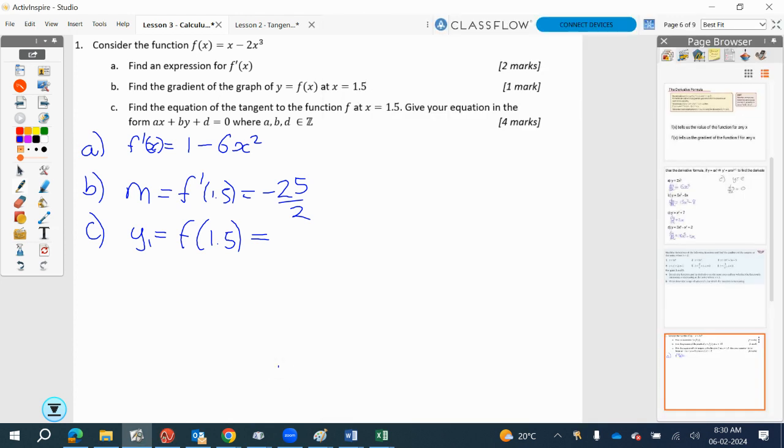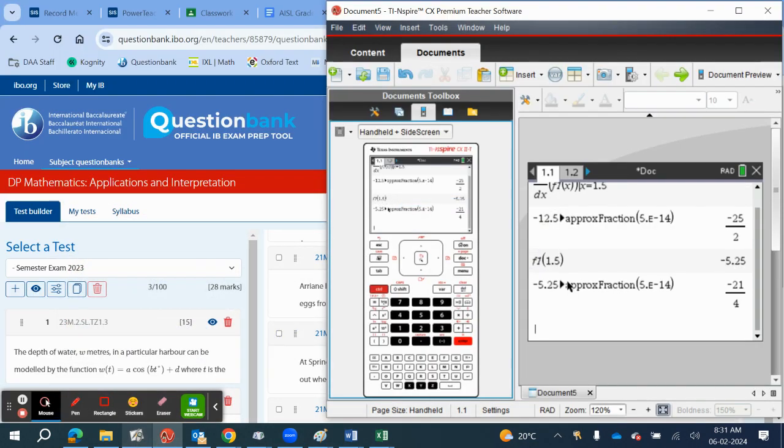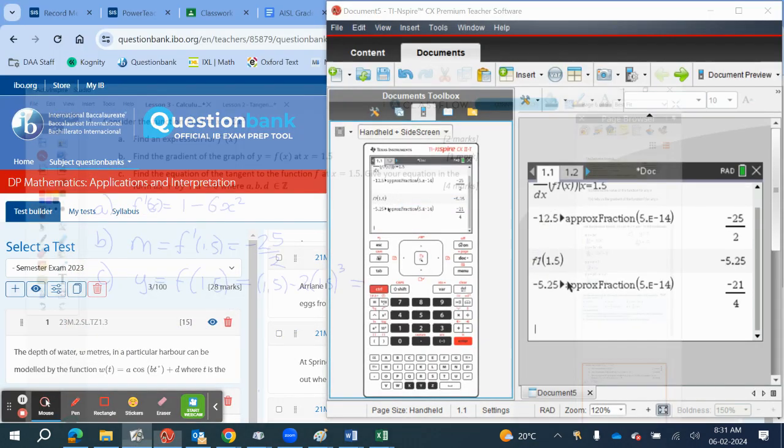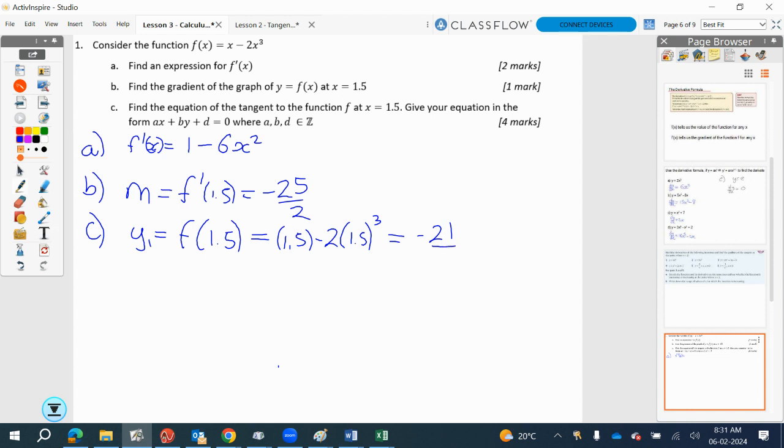What I would recommend is typically, you wouldn't get a point for this one, but if you're wanting to get follow-through points because you've made a mistake previously, you need to show more working. So it would be useful here on this one to go 1.5 minus 2 bracket 1.5 cubed. Even if you got it wrong, that type of working would get more points, especially for follow through. So this is 21 over 4 minus 21 over 4.